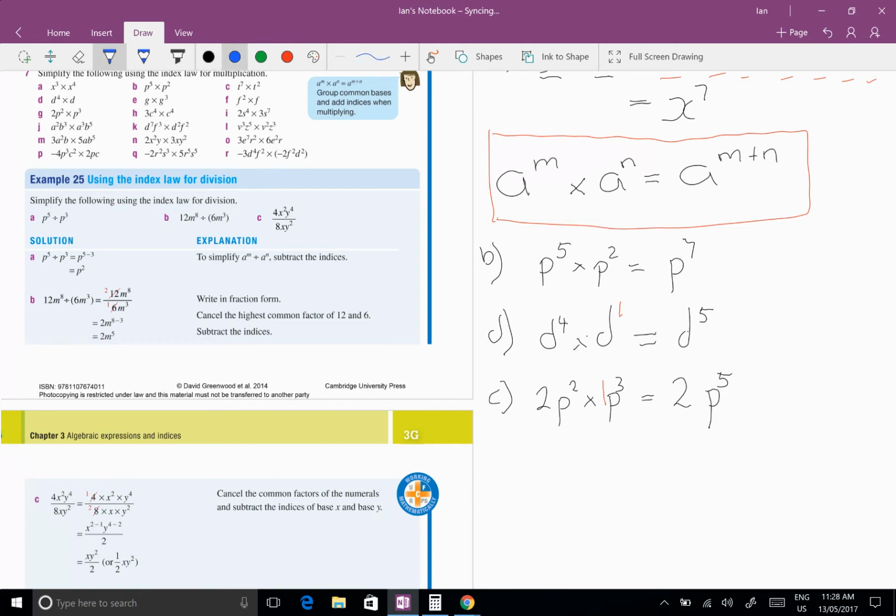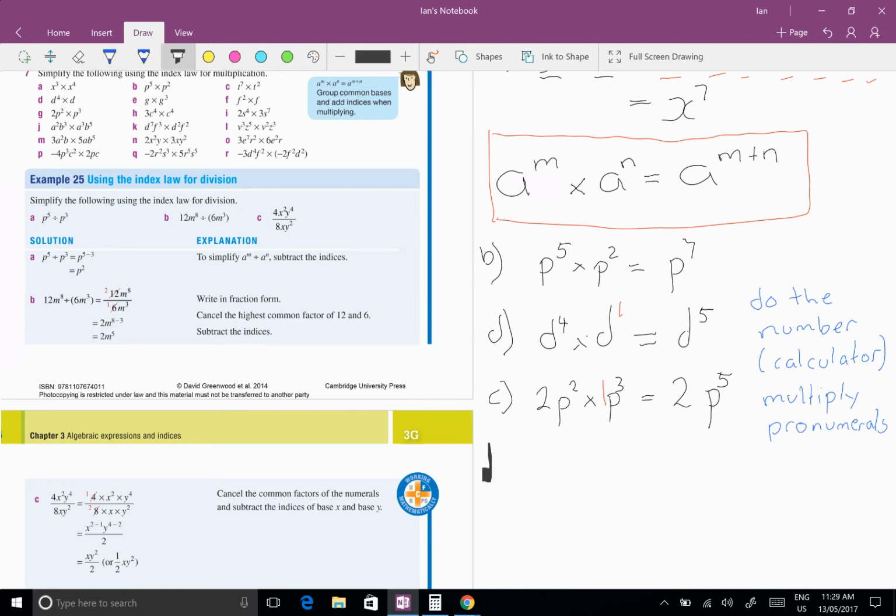So, do the numbers. You can use your calculator if you really need to, but you should be able to do it without it. And then multiply the pronumerals using our new indices law up here. All right, so let's have a go at J.